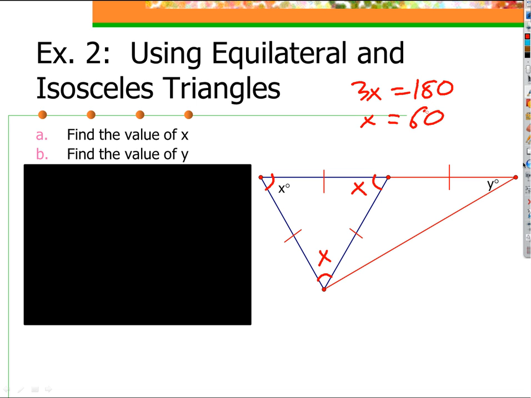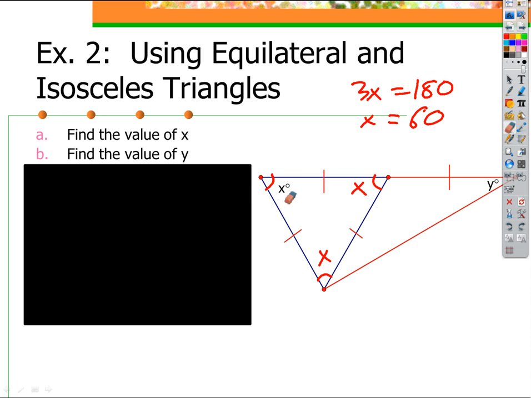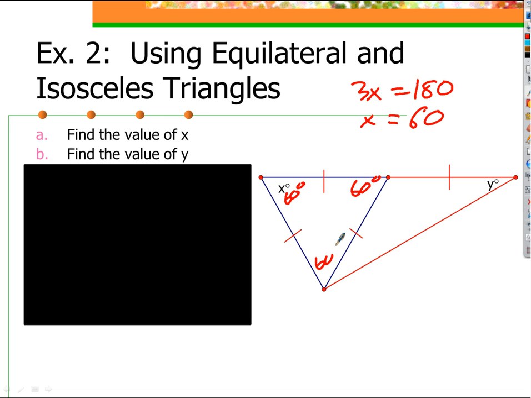x is 60. Okay, so then let's go down here and we can just write that in. We'll write in those 60s, so that's 60 degrees, 60 degrees, 60 degrees. And then we got a linear pair. Linear pair adds up to 180. So what's this guy? If this and this have to add to 180, what's this guy? 120. Okay, so 120 degrees. Now what?